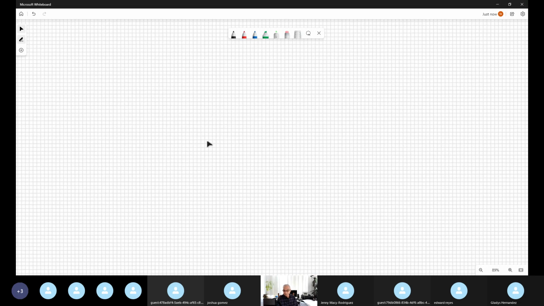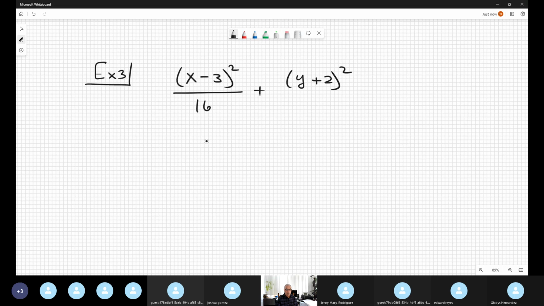Example 3. Well, example 3 looks a little bit more complicated because it's (x minus 3) squared over 16 plus (y plus 2) squared over 25 equals 1. Oh, nice. This is already expressed in standard form. Then I want to determine who is A and who is B. Or who is A squared and B squared?